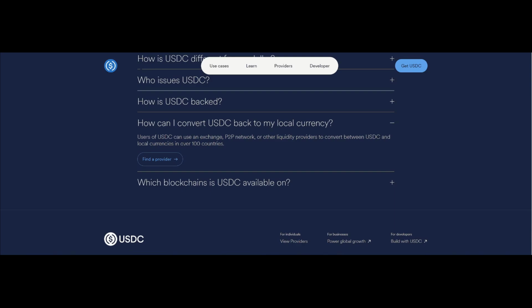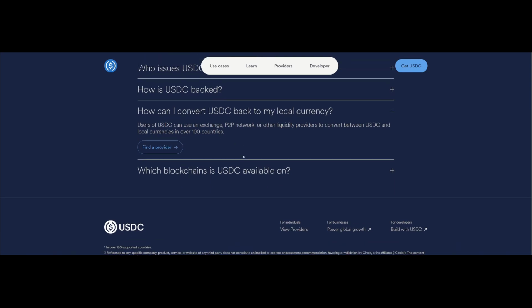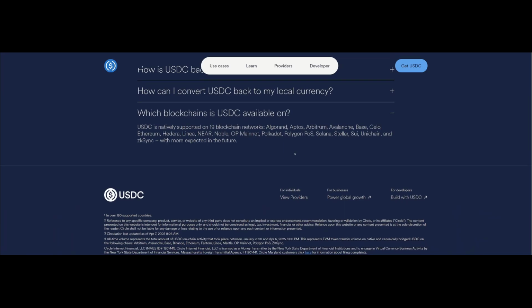Users of USDC can use an exchange, peer-to-peer network, or other liquidity providers to convert between USDC and local currencies in over 100 countries. USDC is natively supported on 19 blockchain networks: Algorand, Aptos, Arbitrum, Avalanche, Base, Celo, Ethereum, Hedera, Linea, Near, Noble, OP Mainnet, Polkadot, Polygon PoS, Solana, Stellar, Sui, Unichain, and ZKsync, with more expected.